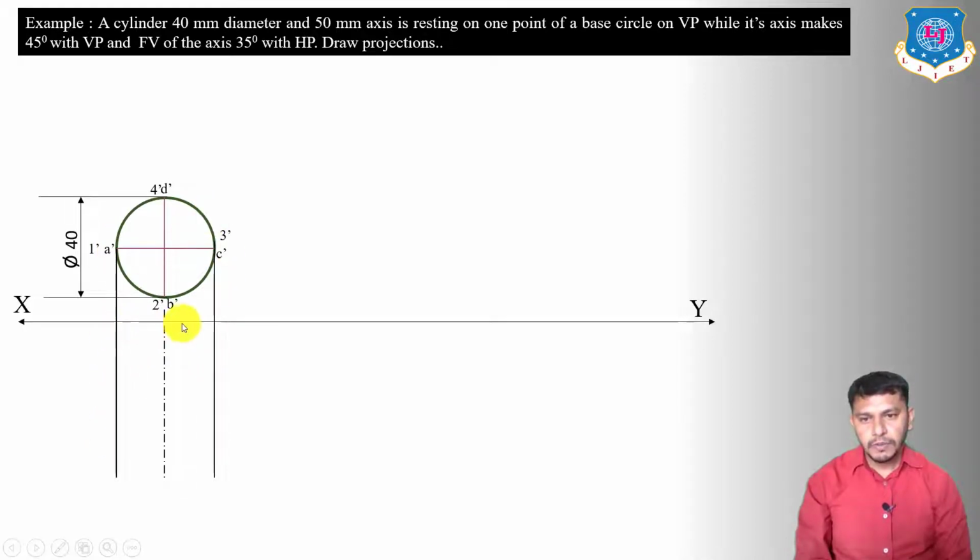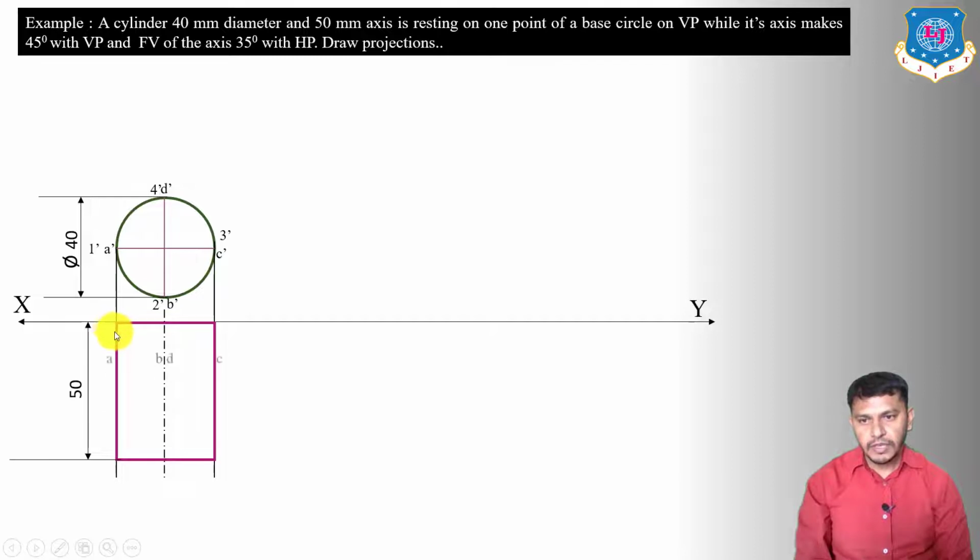Okay, so this will be the shorter edge length of the rectangle, and to derive the longer edge length we have to measure the axis height. So measure the axis height and draw the rectangle as a front view having height equal to 50 mm and width equal to 40 mm. And this will be the base of the cylinder.